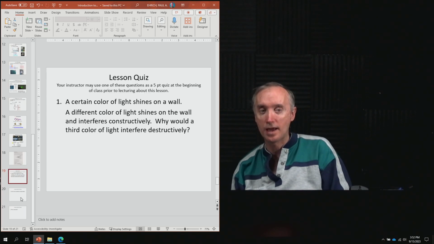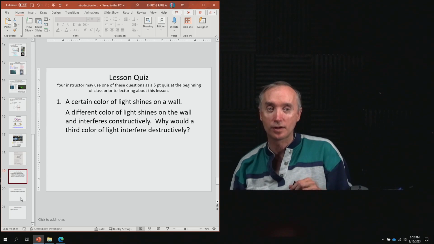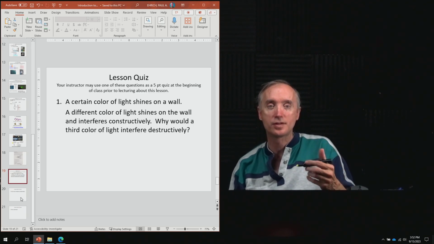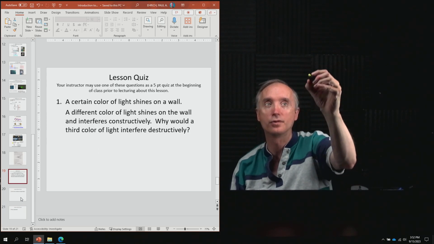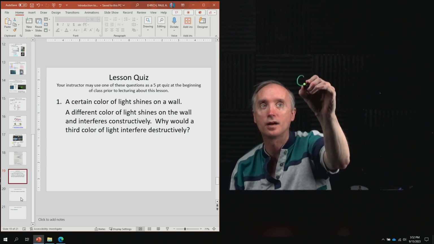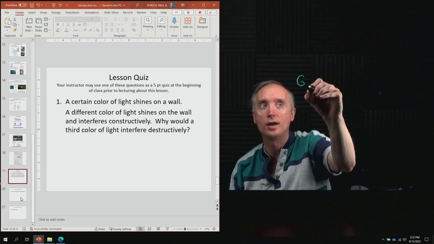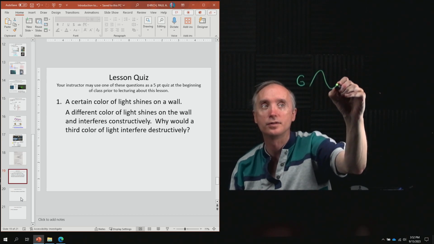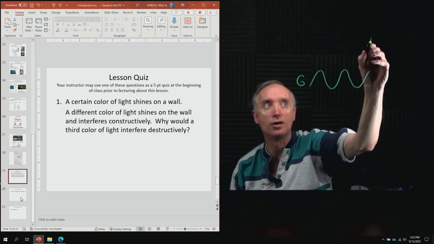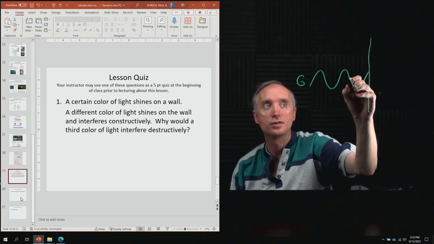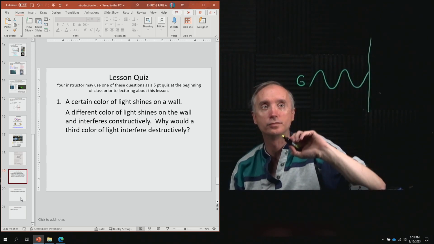So why would it happen this way? So it all comes down to the wavelength of the light. So let's say that we are going to mix the color green. So let's say that the color green has a wavelength that looks something like this. And it's going to shine onto a wall. So you notice that it's going up.